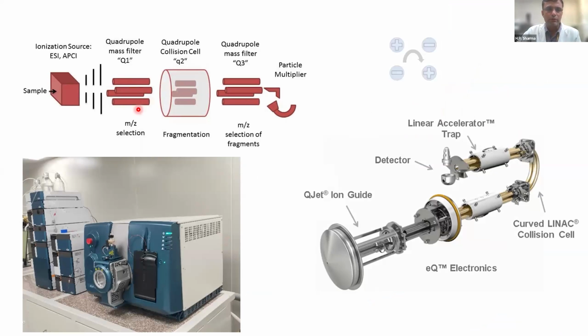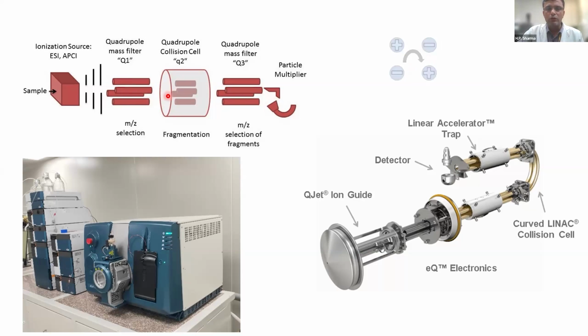series arrangement of quadrupoles. So what are quadrupoles? They are 4 rods you can see over here, which alternately have alternating polarity. And what this alternating polarity does is give the ion a circular motion. Because of this circular motion, in quadrupole 1, you can select your parent ion.